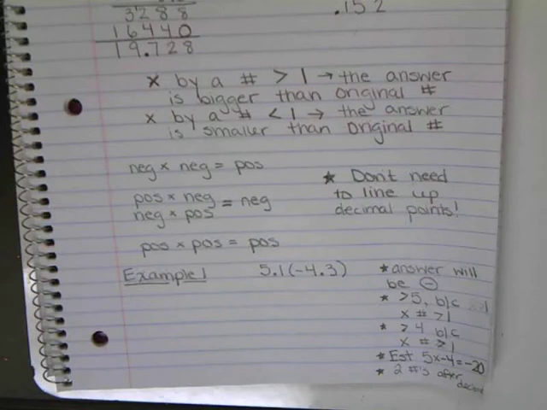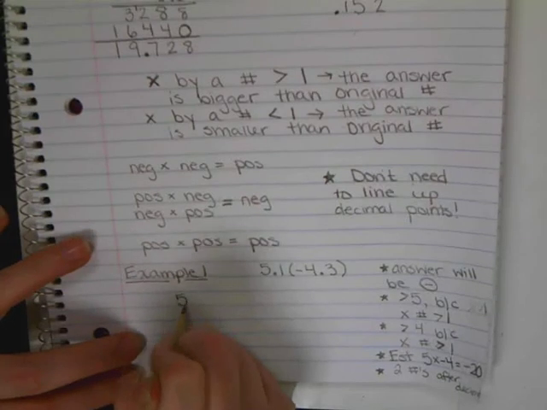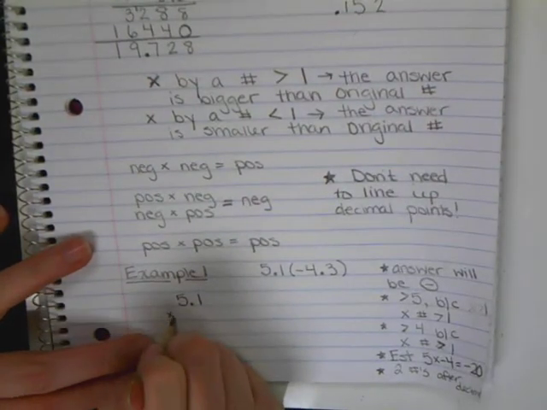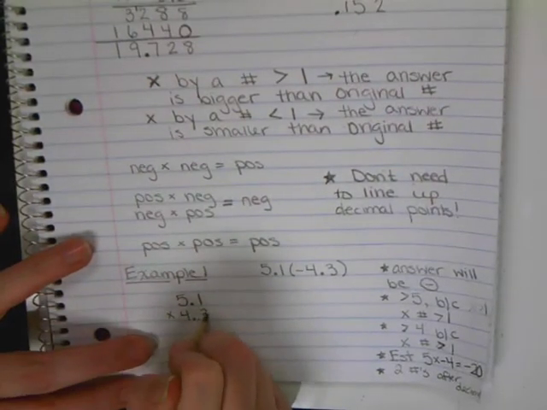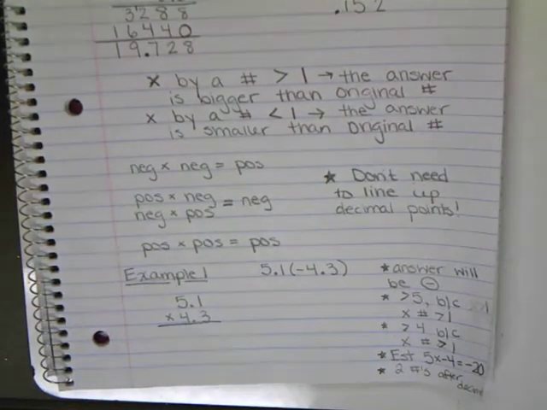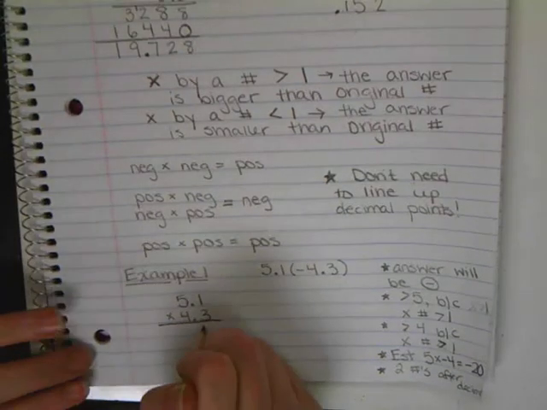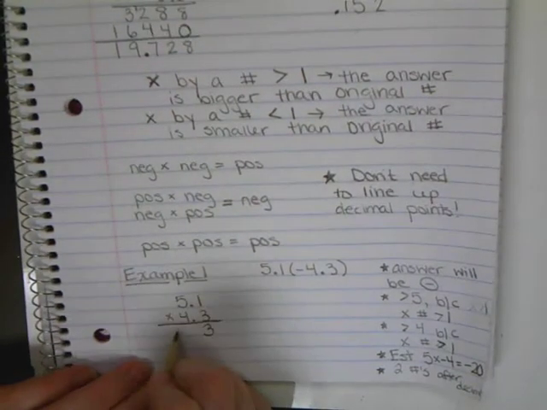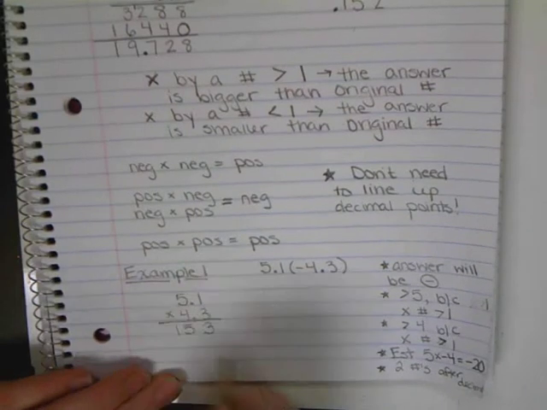All right, now that we've done all that work, let's do the actual work. 5 and 1/10 times 4 and 3/10. Our decimals just happen to line up, but do we just move our decimal point down? No, don't just move it down. 3 times 1 is? 3 times 5 is? 15.